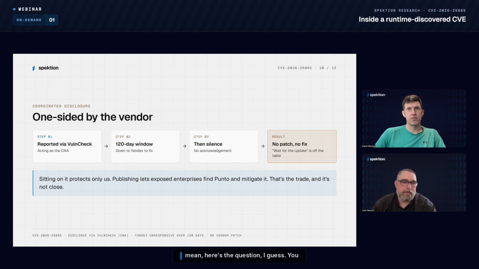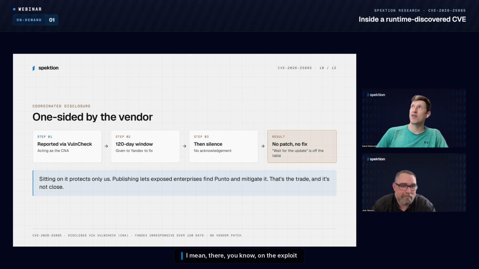So here's the question, I guess. I can imagine somebody yelling at the screen right now, saying, if there's no patch and the vendor's ghosting us, then why are we publishing it at all? Why not just sit on it? Or honestly, why not keep it to ourselves, for our own product to detect? That's the gatekeeping move, right? It'd be good for us.